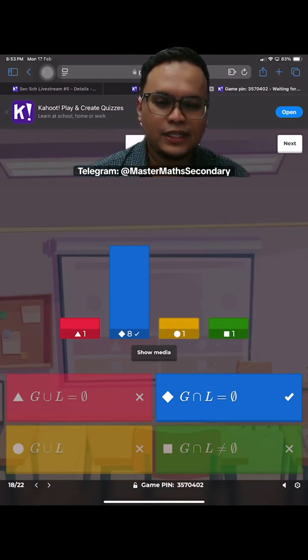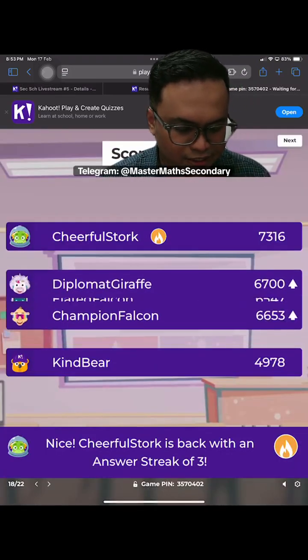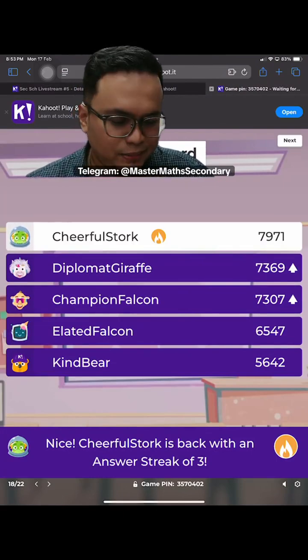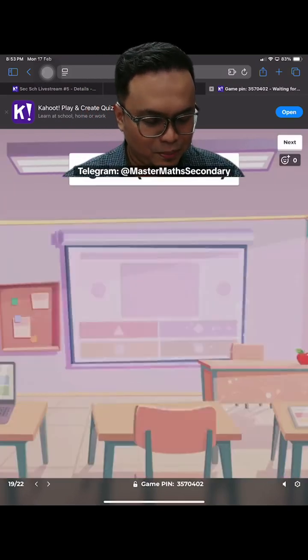So let's take, wow, most of you got this right. Good job, good job. Let's take a look at the leaderboard. Oh, the stock is very aggressive. So cheerful, but at the same time aggressive in keeping its stance or its position at the top.